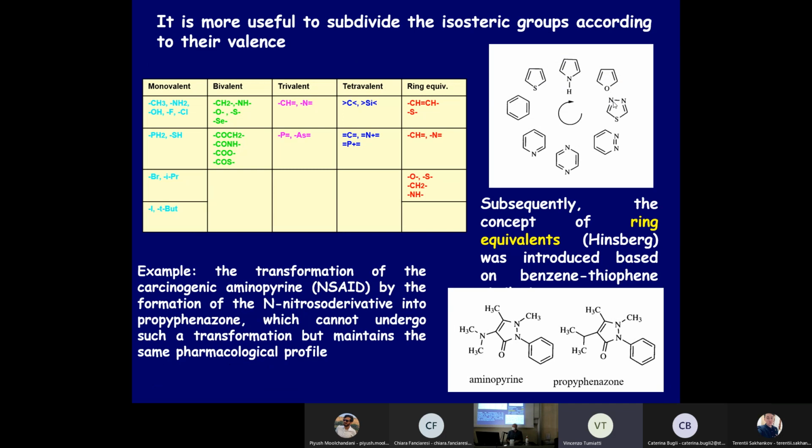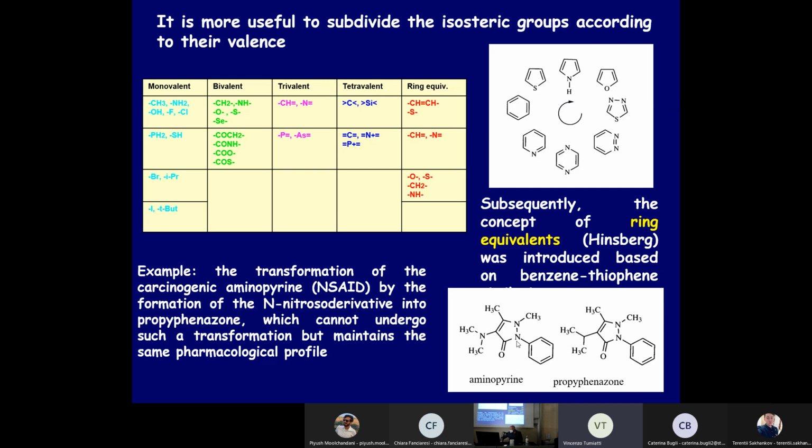Some years later, a development of this strategy was to consider the aromatic rings quite equal, and so we can change a benzene with a thiophene, pyrrole, you see, pyridine, and so on. But how was this approach applied? Why is this approach so important?